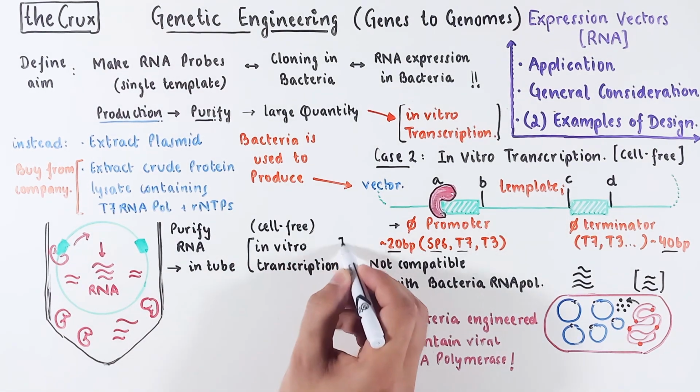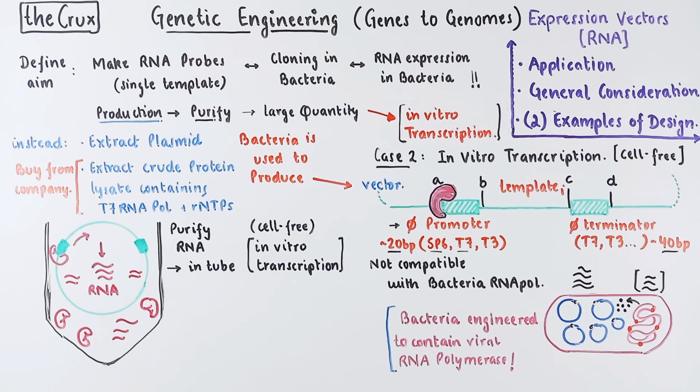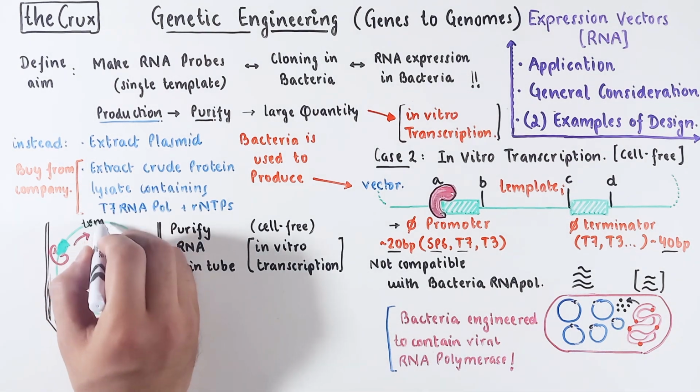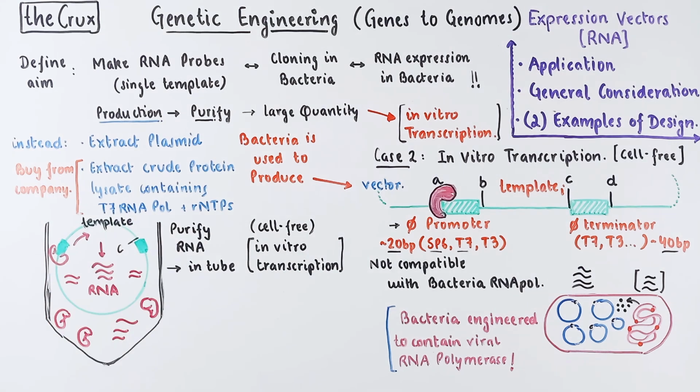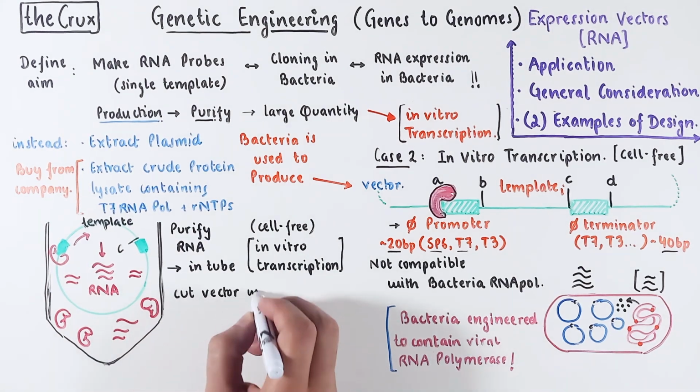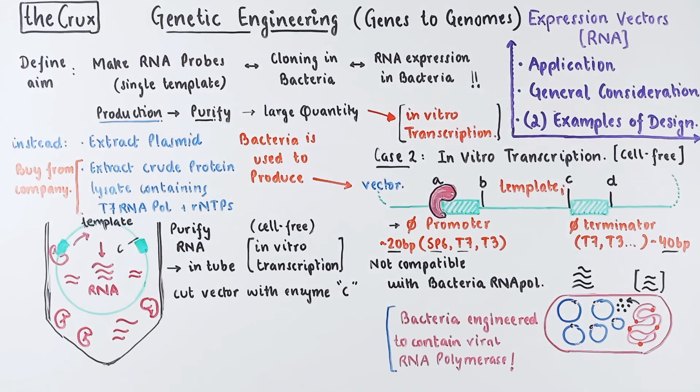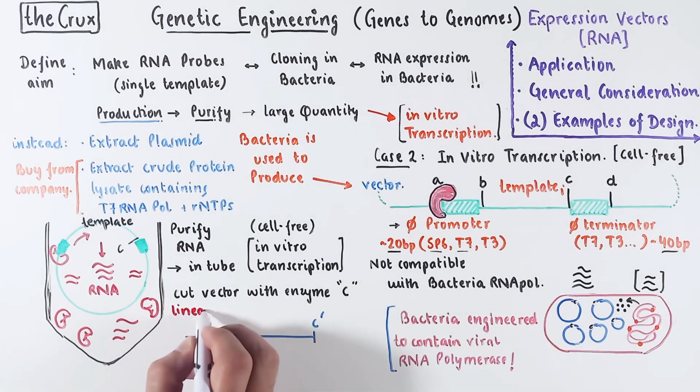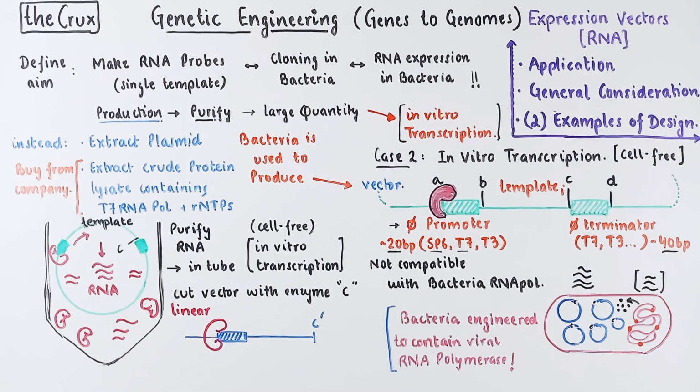Here is some bonus information. Often, people don't like to add any terminator sequences to their expression vector for in vitro transcription. Instead, you take the cloning site, which let's say can be cut with the enzyme C. You cut and linearize the vector and add that to the reaction. In this case, the polymerase will bind and make RNA from the template. But when it comes to the end, it'll simply fall off the template.